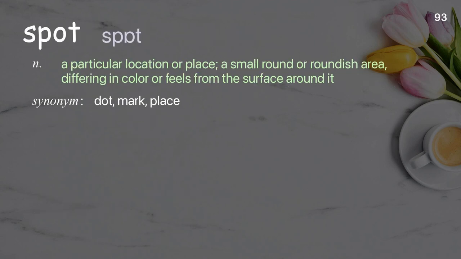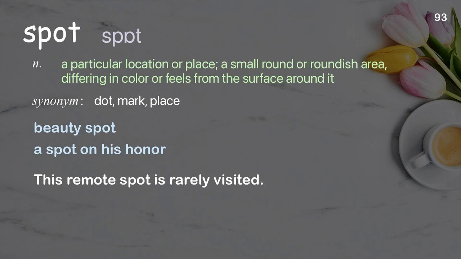Spot. A particular location or place, a small round or roundish area, differing in color or feel from the surface around it. Examples: beauty spot, a spot on his honor. This remote spot is rarely visited.